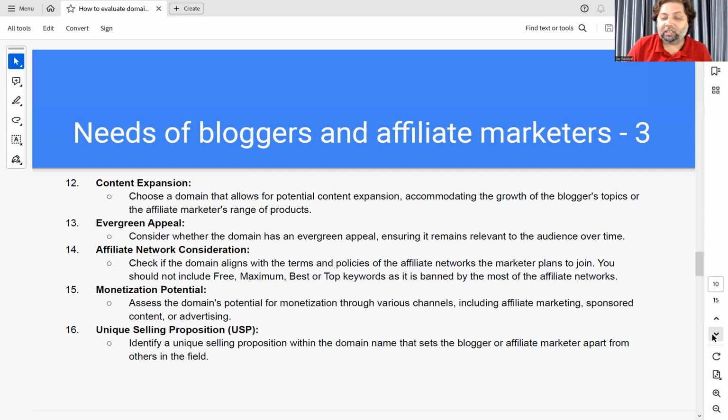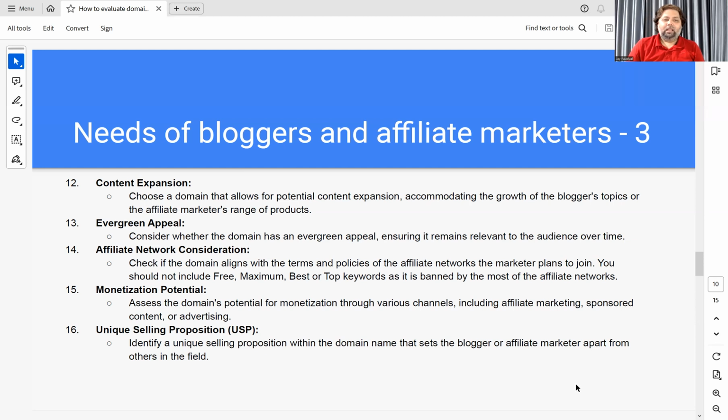Content expansion should be there. I mean, you have to see that your domain should not be limiting you from posting any content. Suppose you have a domain like weddinglights.com. In that case, you cannot expand your content to other niches. If you have bestlight.com or smartlight.com, then you have a greater chance to expand your content to any niche, whether it is wedding, product shoot, model shoot, anything.